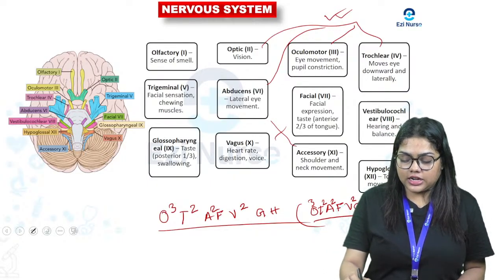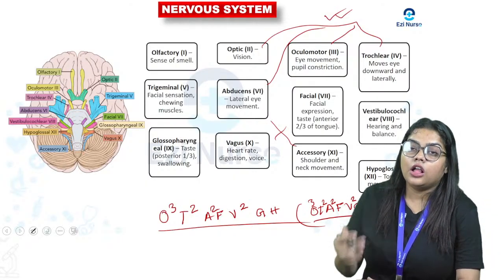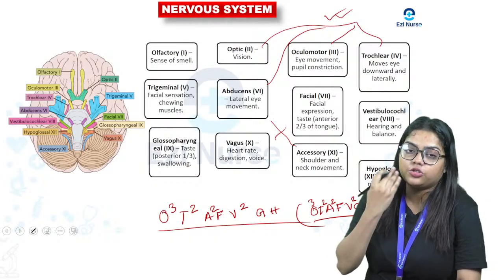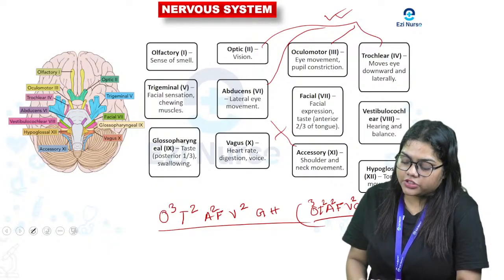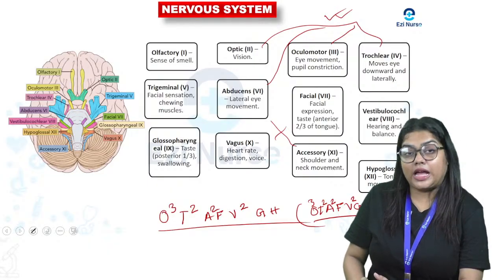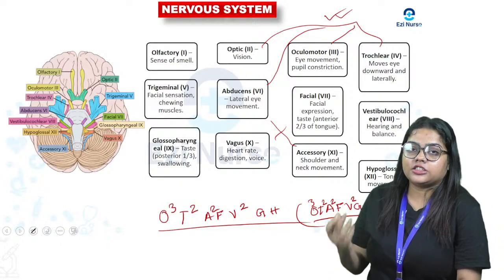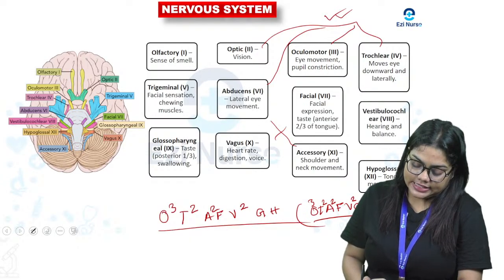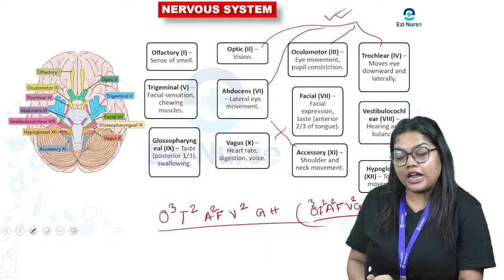So 2 A's are completed. Next is facial nerve. The facial nerve helps us with facial expression, taste, and the anterior 2/3 of the tongue. Vestibulocochlear helps in hearing and balance. Then glossopharyngeal, again it is the 1/3 of the tongue and it helps in swallowing and tasting. The vagus nerve is actually for the heart, digestion and voice.